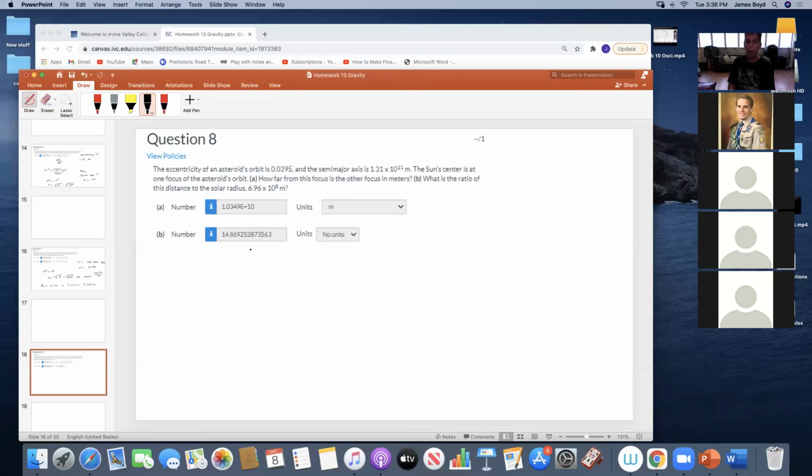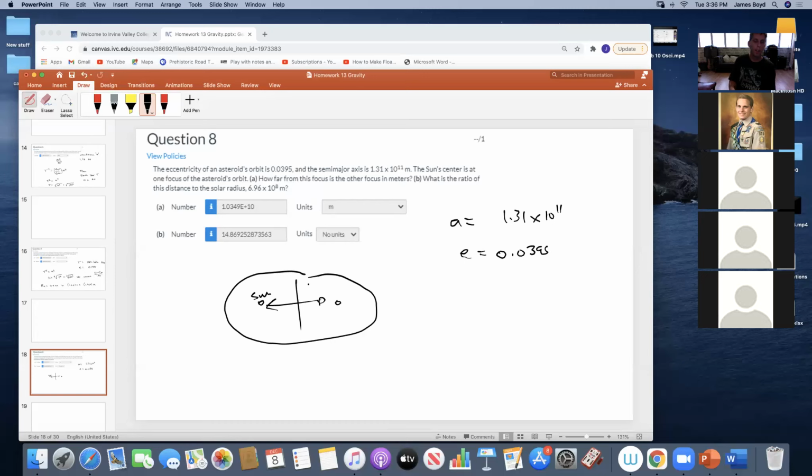Here's another Kepler one. We're told that A is 1.31 times 10 to the 11th, and that E is 0.0395, but here's where things get tricky. We know the sun is at one focus, and this distance is EA and this distance is EA. So how far from one focus to the other is it? It's 2EA. We know E and we know A, so we can just multiply that. Then you take that 2EA and divide it by the solar radius and you get that.